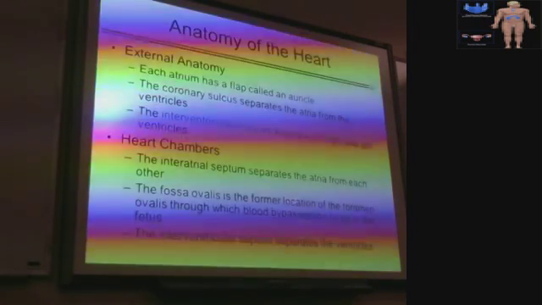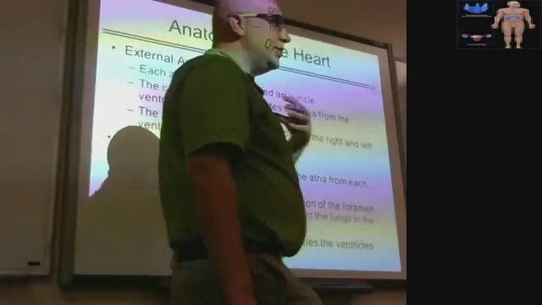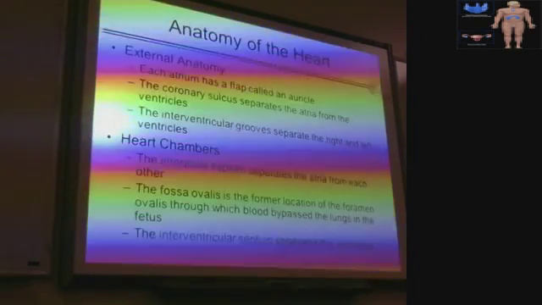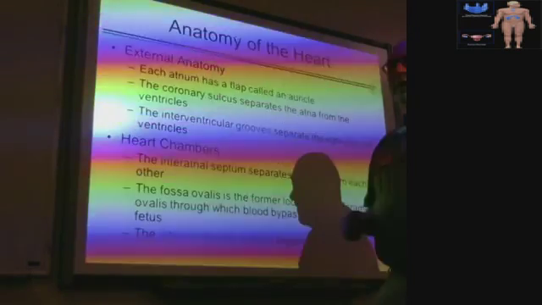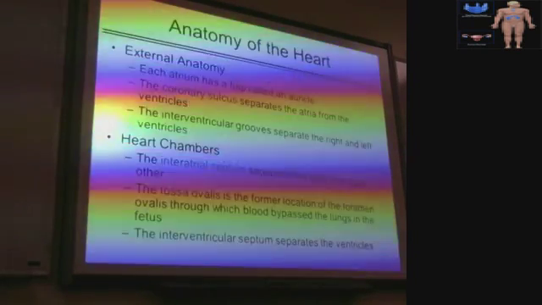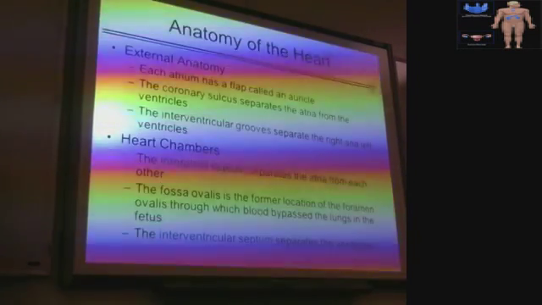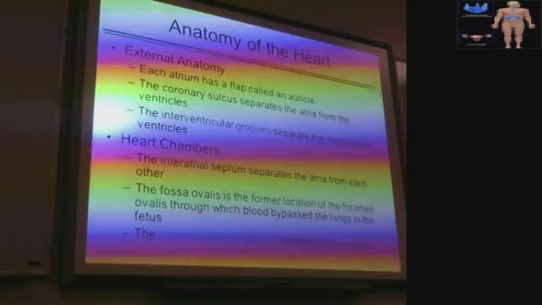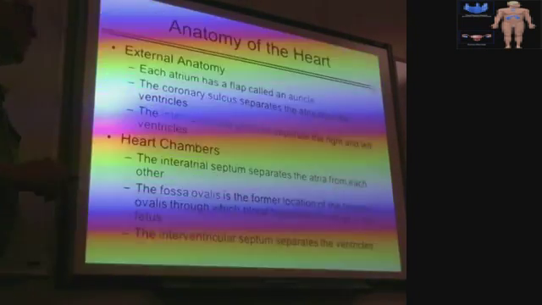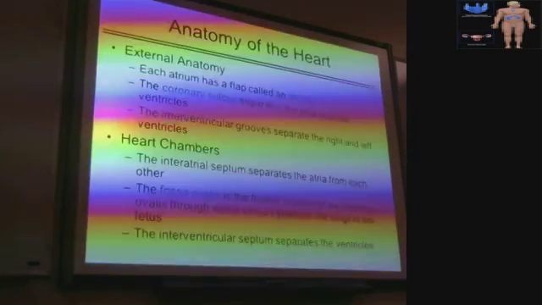Coronary sulcus is basically the tissue that separates atria from the ventricle. And then the interventricular grooves help to separate the right and left ventricles. The heart chambers themselves have interatrial septums that separate the atria from each other. Interventricular grooves separate the ventricles. Interatrial septums separate the atria.